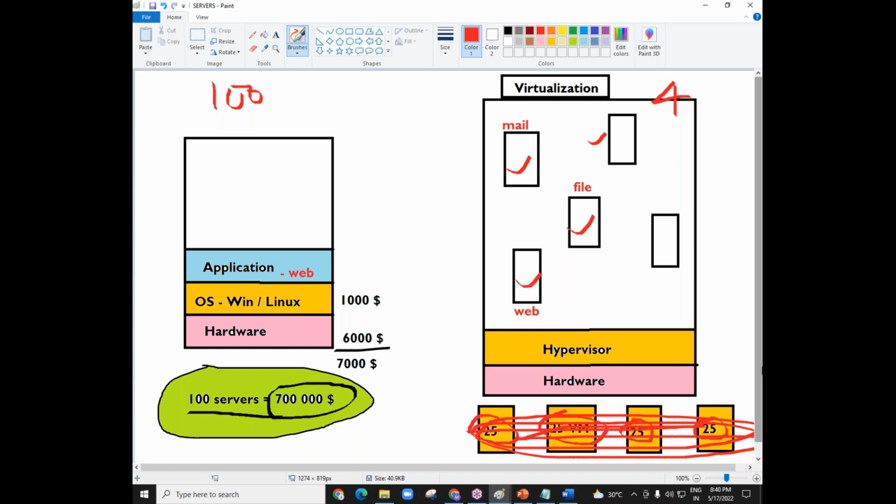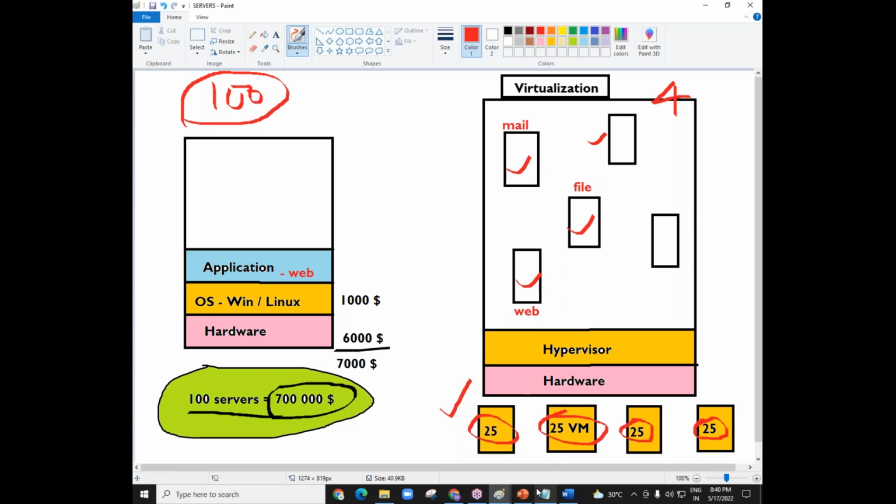But okay, which one is easier now? Managing 100 servers is easier, or managing 4 servers is easier? It's a very simple answer. Managing 4 servers is much easier, right? But still we need to manage 4 servers.